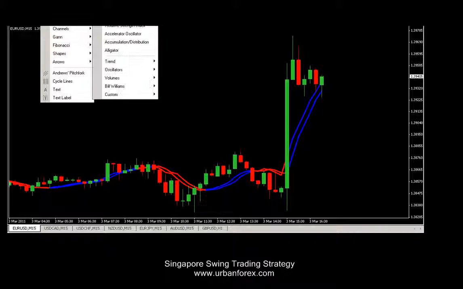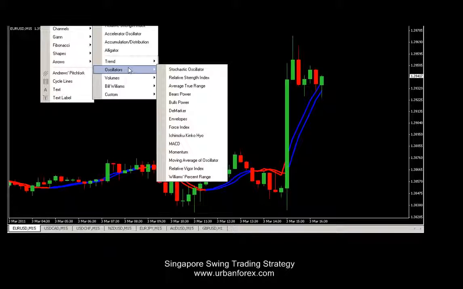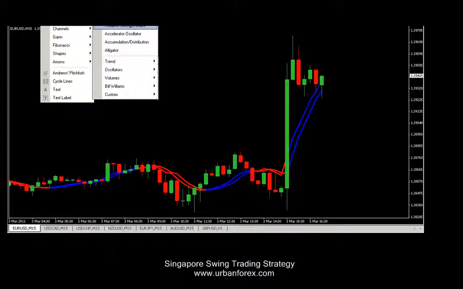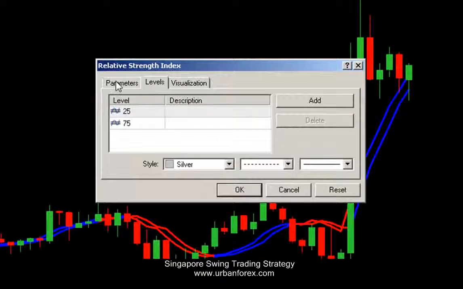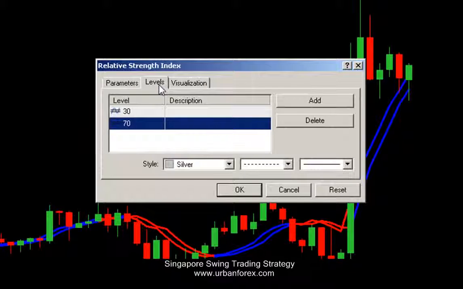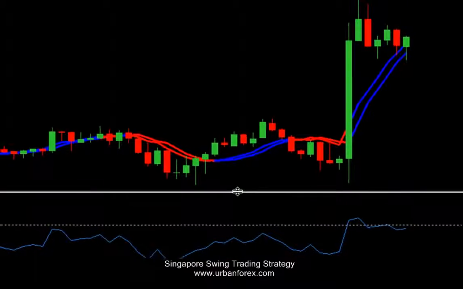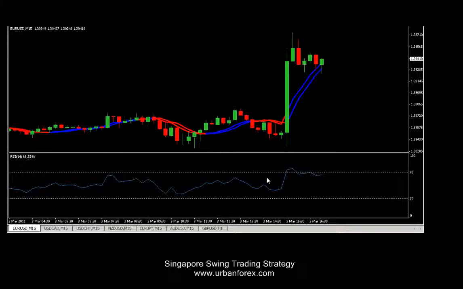And let's insert one more indicator called the RSI. It's called the Relative Strength Index. And here we go. Okay, we want to keep our levels at 30 and 70. The parameters would be at period 14 and apply to close. Alright, everything else can stay the same. Let's click OK. And we have our RSI down here.